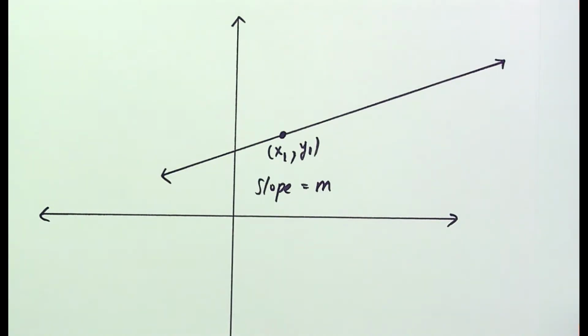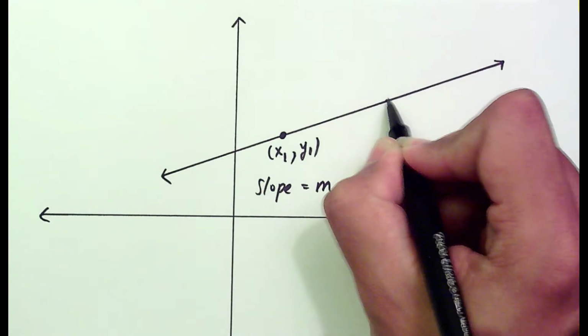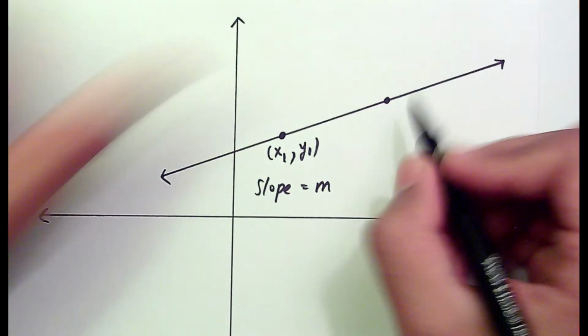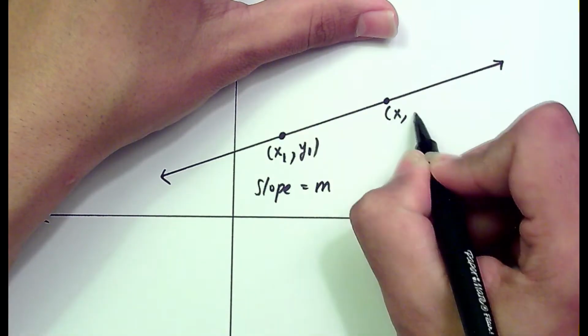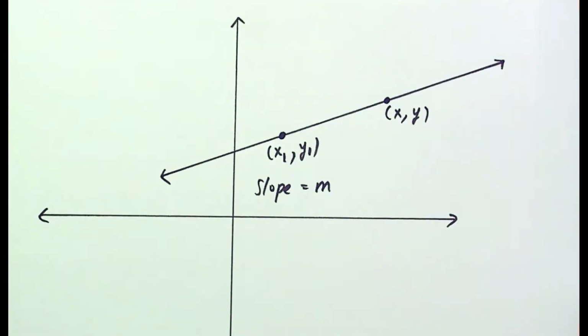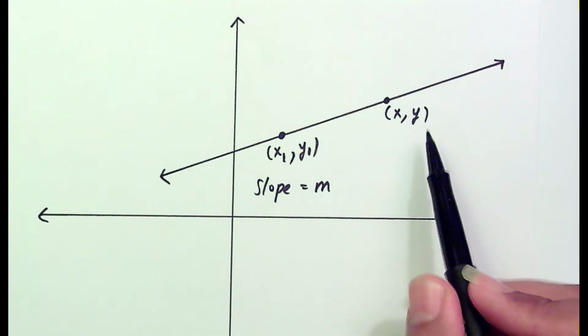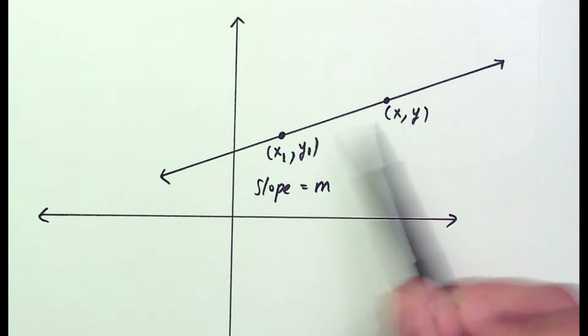So the question is, if I give you any other point on the plane, how do you know that that point is on that line or not? So the question is then, what are the conditions that a point must satisfy in order to be on the line? So if I have a point x, y, what is the relation between x and y that must be satisfied so that that point is on the line?